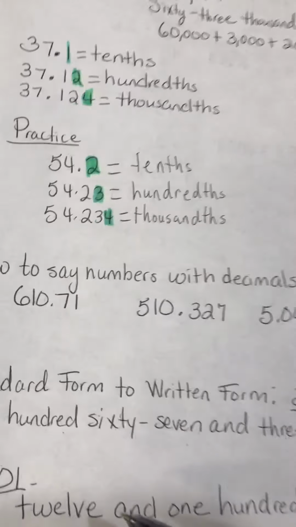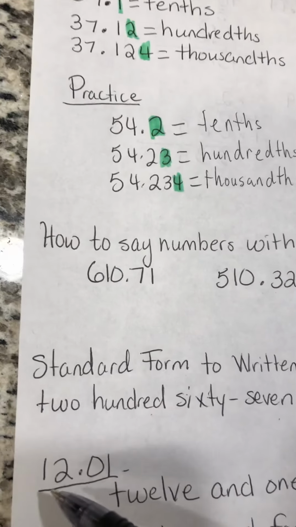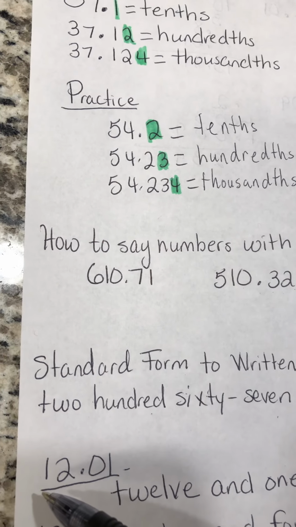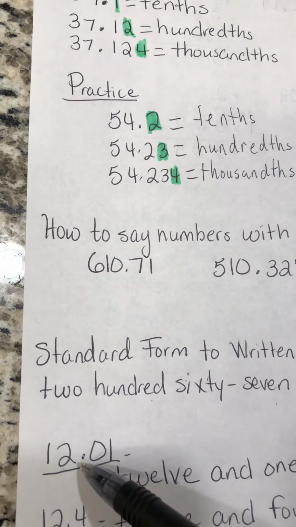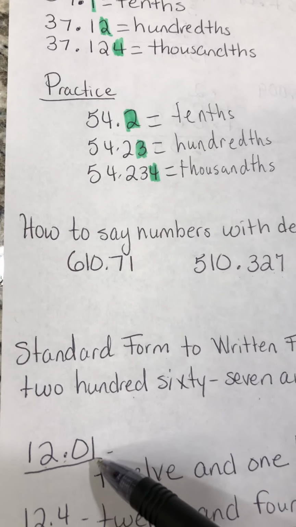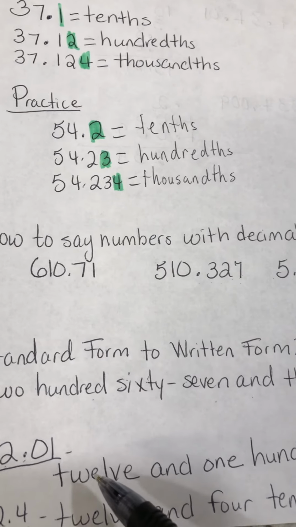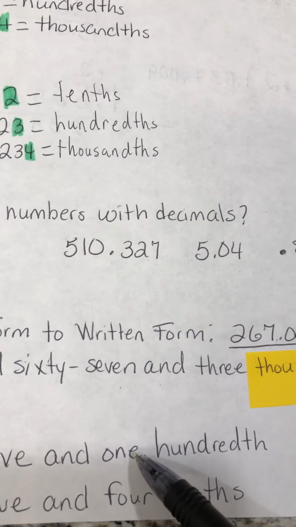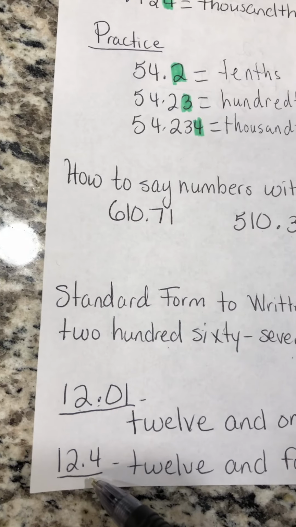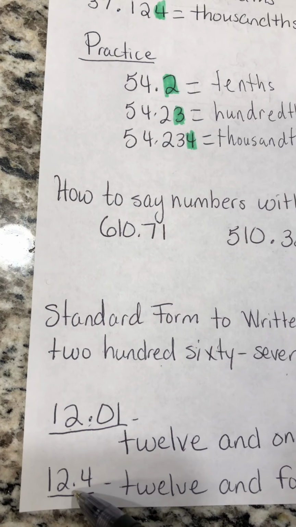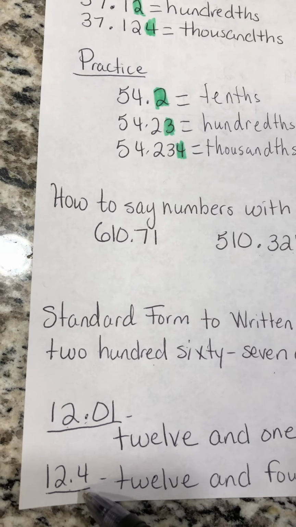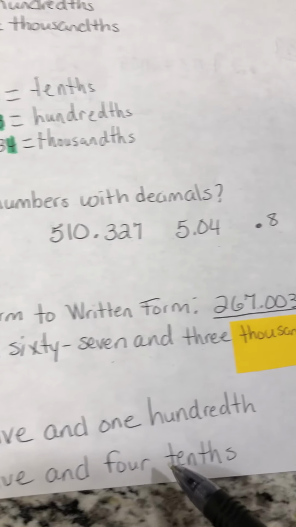Let's look at another example. Try to say this decimal without me briefly. All right, hopefully you said 12 and 1 hundredth. Okay, the second number to the right of the decimal. Very good. In word form, we will write 12 and 1 hundredth. See if you can say this one based on the place of the number behind the decimal. Okay, 12 and 4/10. 12 and 4/10.